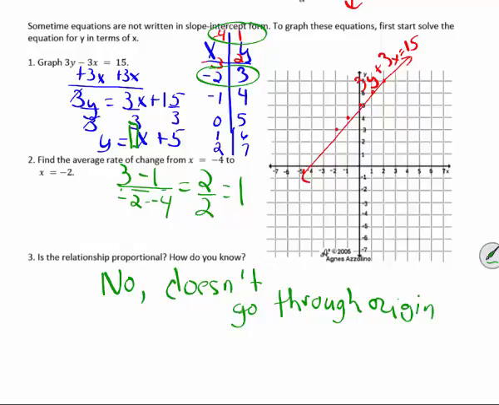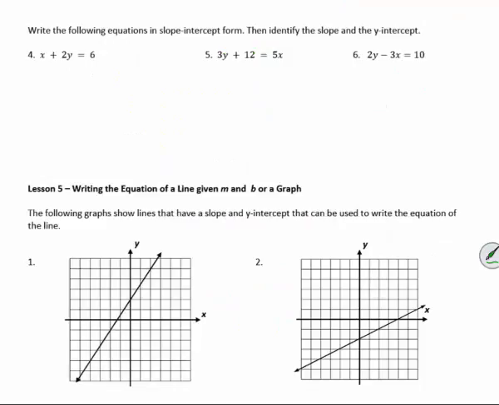All right, next page. We are cruising. Write the equations in slope-intercept form, then identify the slope and the y-intercept. So we're not even graphing these. We're just going through and putting them into the correct form. So I have to get y by itself. I'm going to subtract x from both sides. So 2y equals -x plus 6.